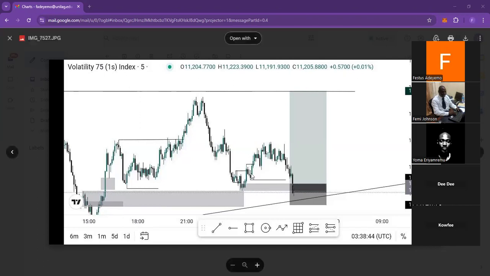So this structure is showing us that we have a demand zone. So we are getting ready to know where we are going to move upward. You can see now that this structure is actually bullish. So we are waiting for confirmation, and we are going to have a confirmation around here.